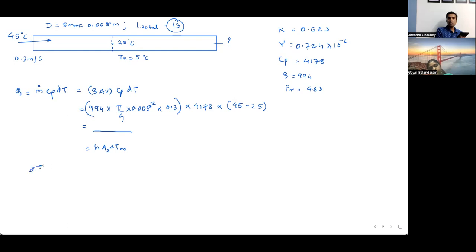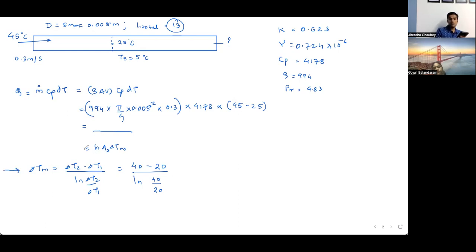Because delta T mean would be delta T2 minus delta T1 upon ln of delta T2 by delta T1. What would be delta T2? Delta T2 would be 45 minus 5, 40. Delta T1 would be 25 minus 5, 20. Over ln 40 by 20. Whatever you write first, just take it in the numerator. Whatever you write second, just take it in the denominator. So delta T mean is calculated.